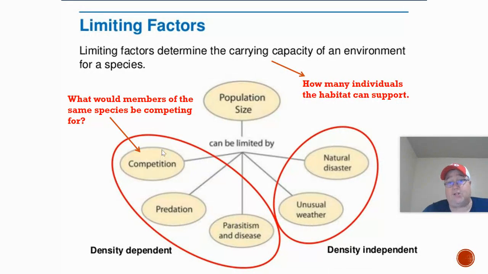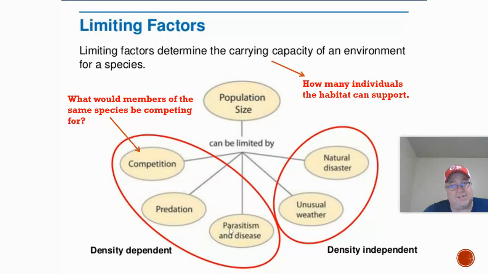Things like competition, for example. Competition is a limiting factor. Predation, how many predators there are, that can limit a population. Disease, parasitism. These three things are what we call density dependent. What that basically means is that the more dense the population is, the more individuals there are, the more these things come into play. Let's just say elephants, for example.